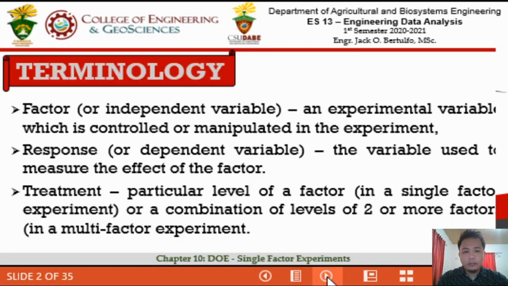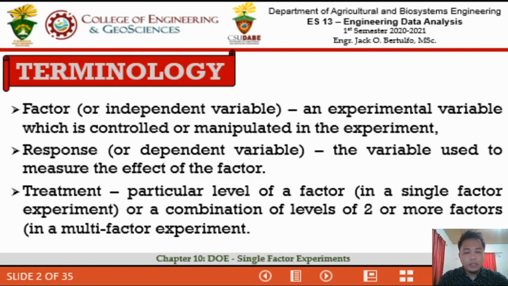Before we proceed to the details of the design of experiment, we will have first this terminology, which we will use for the entire chapter and including the next chapter. So the first terminology is the factor, or we also call this the independent variable. It is an experimental variable which is controlled or manipulated in the experiment. So it's easy to understand what the independent variable is.